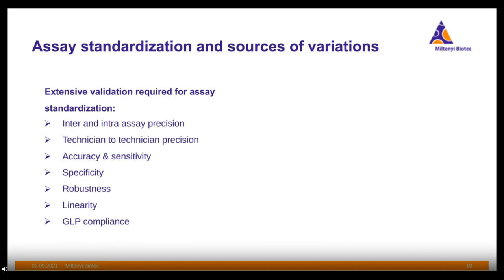Now, to ensure the confidence of these assay results, extensive validation is required and recommended in these guidelines. What can affect this kind of variation is inter and intra-assay precision. There is also increasing concern about variability coming from different operators, indicating technician to technician precision, as well as the accuracy and sensitivity of the assay. One needs to validate extensively. Specificity of the assay is also important.